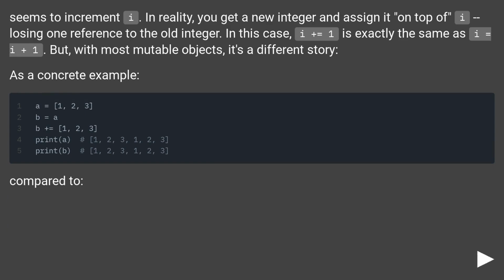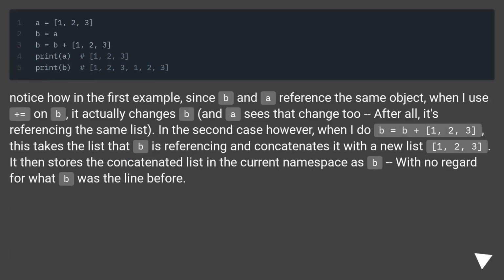But with most mutable objects, it's a different story. As a concrete example, compared to this other one: notice how in the first example, since b and a reference the same object, when I use += on b, it actually changes b, and a sees that change too. After all, it's referencing the same list.